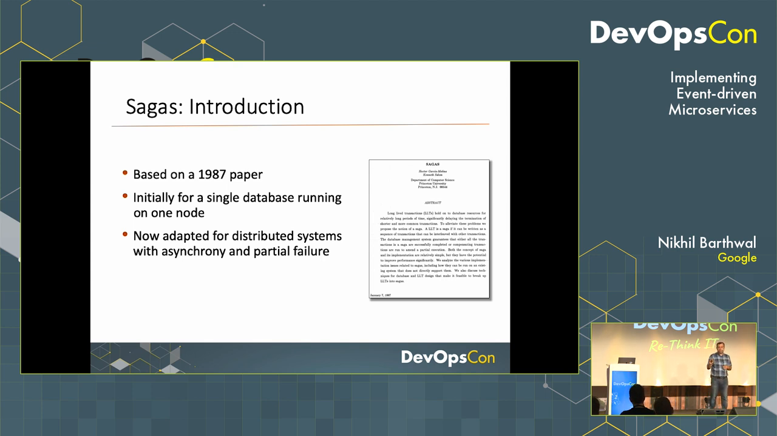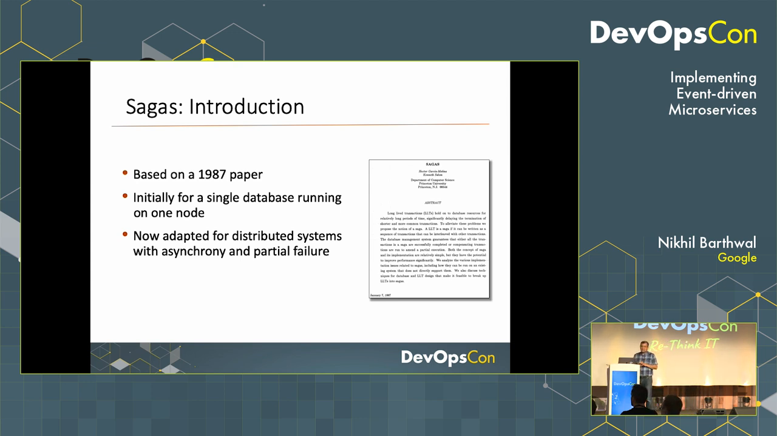Now let's get back to the original problem that we have, which is by far the biggest problem you're going to face when you move to microservices, or more specifically to event-driven microservices, which is distributed data, consistency of distributed data. How do you solve that? We know that we can't do ACID transactions. We know we can't do two-phase commits. So the answer lies in something called sagas.